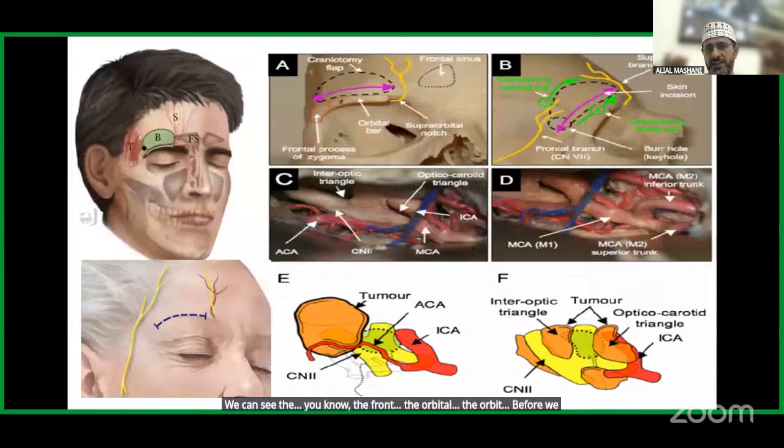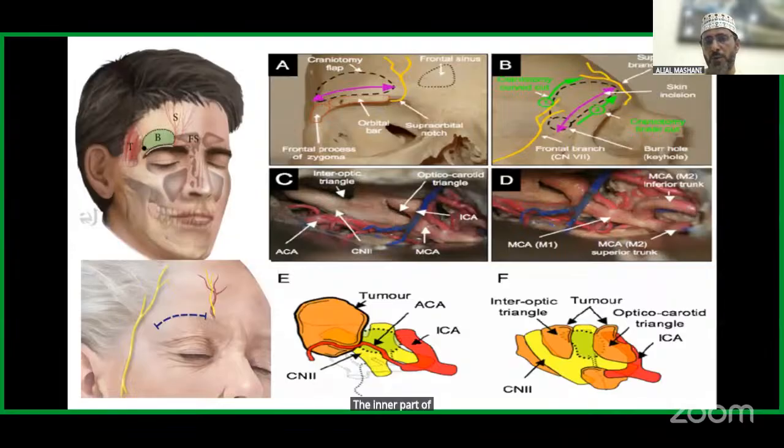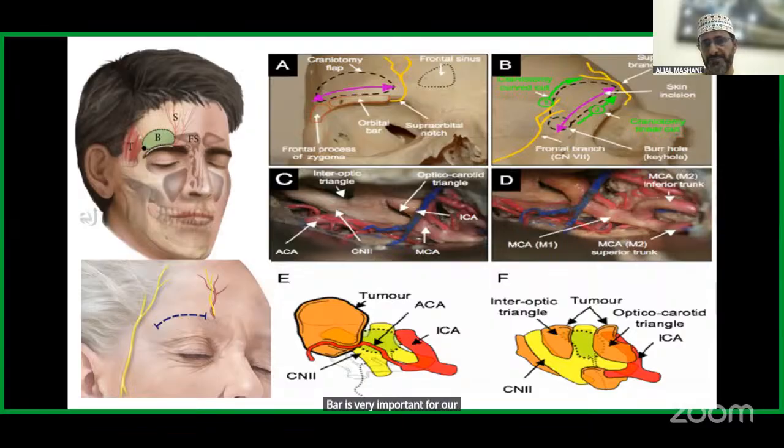Before we start to see the structure, we have to trim the inner part of the bone. That is very important when using the microscope: around 1 to 2 millimeters of the inner part of the orbital bar is very important for our exposure. Then after we cut the dura and reflect it upward, part of the frontal lobe is in front of us. We take 5 to 10 minutes to drain the CSF.